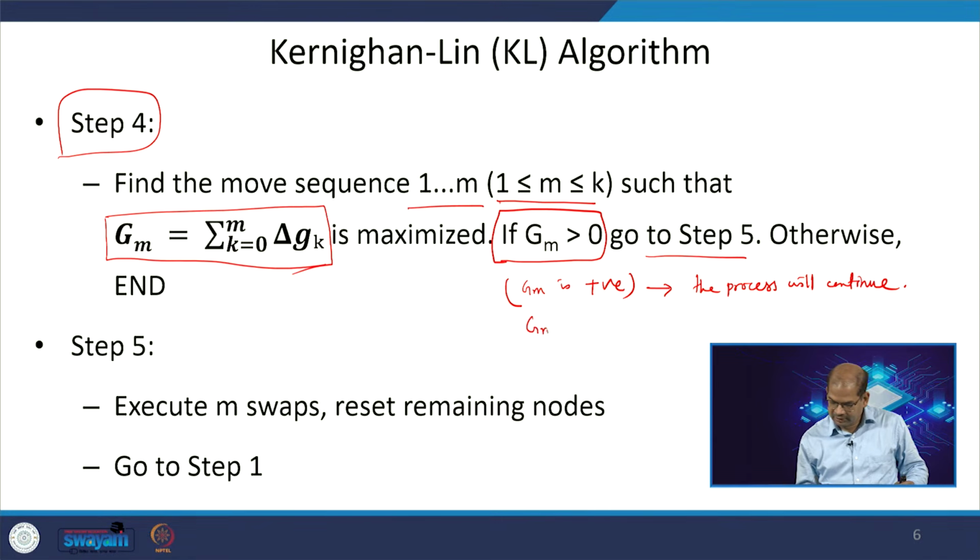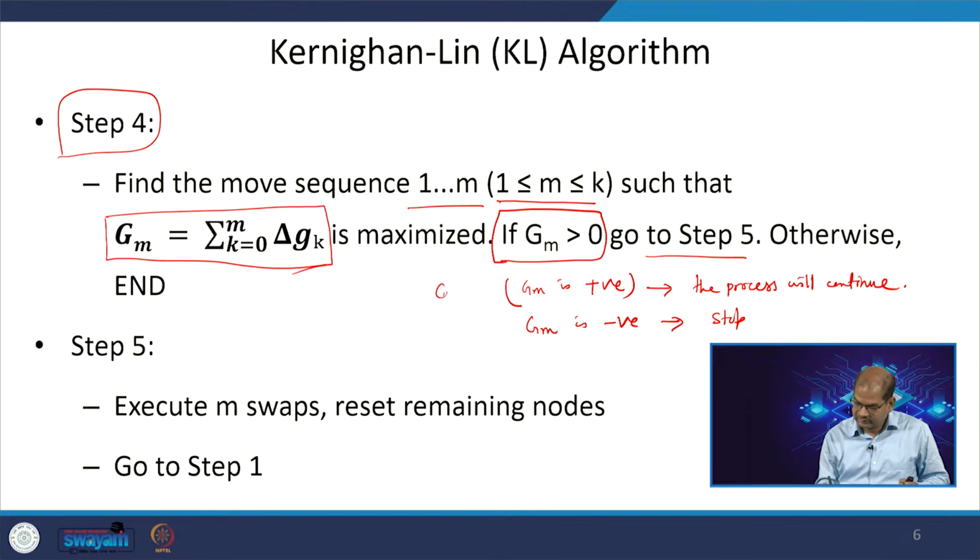If g of m is negative, then stop. So, these are the two cases, case 1 and case 2. Then execute m swaps, reset the remaining nodes and go to step 1. This is for step 5.